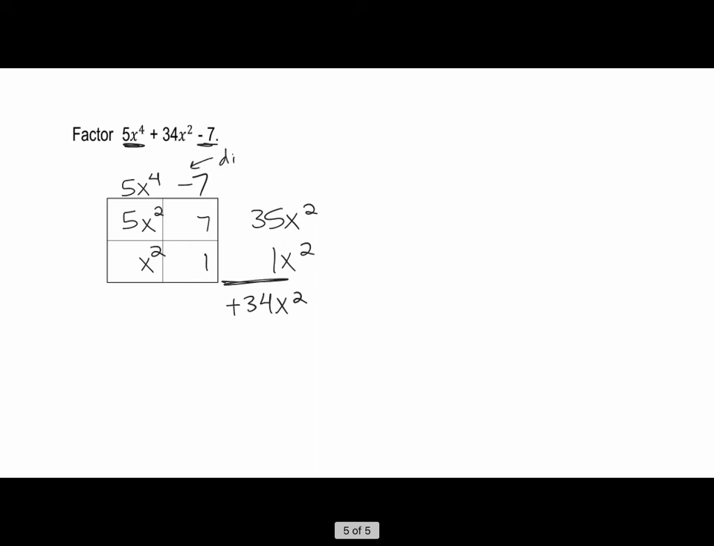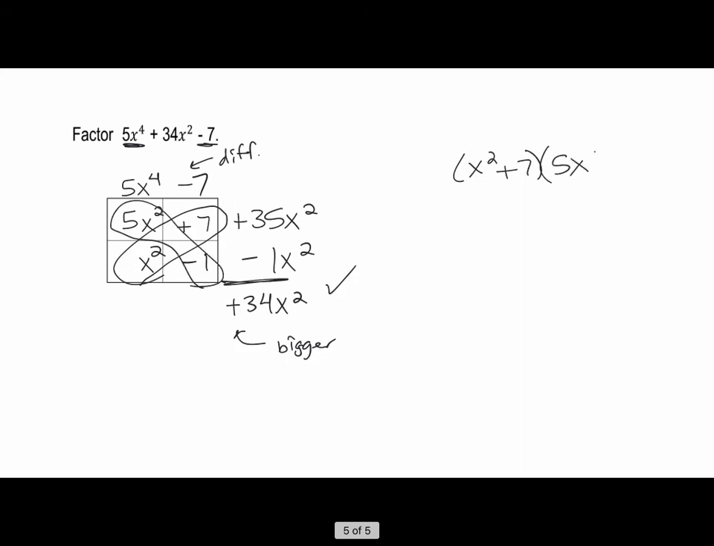The signs are different to have a negative product. The bigger number is positive. 35 minus 1 is 34. So we can take those cross terms for our factors of x squared plus 7 and 5x squared minus 1.